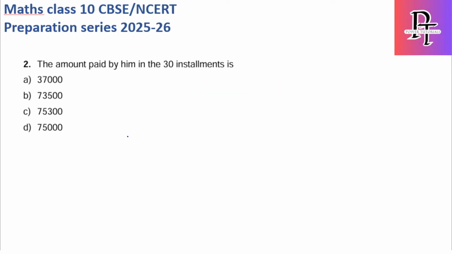Amount paid by him in 30 installments. It's not the 30th installment they are asking, they are asking for 30 installments. So for this we have to use the third formula from this chapter, which is the Sn formula. Let me write the Sn formula first: n/2 into (2a + (n - 1) into d).